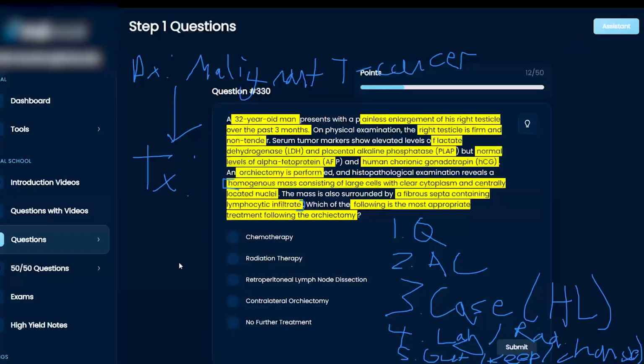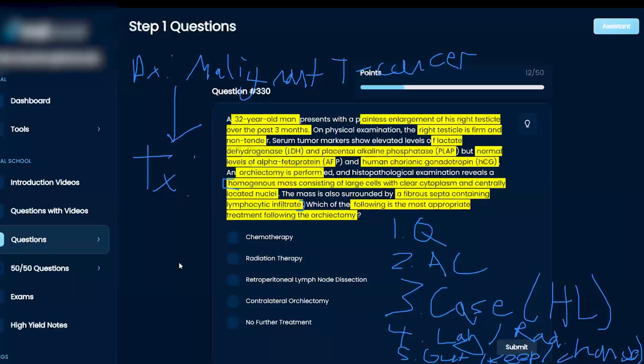So, okay, here on test taking strategy, let's talk about test taking. I always say on a question, if you don't know it, you cannot use it. So what does that mean? Let's say you read something and you're like, I have no idea. For me, when I'm reading this, an orchiectomy just means you take out the testicle. At least I know that. I know that they have increased lactate dehydrogenase and increased placental alkaline phosphatase, which to me means some kind of malignancy or mass of the testicle, right?